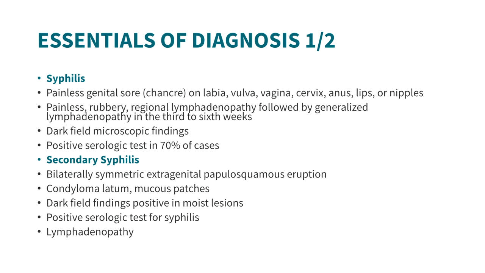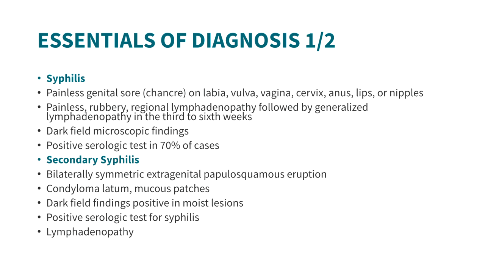Based on the essential diagnosis, the genital chancre is going to be painless. It does not hurt. It's located in the labia, vulva, vagina. It could be located in the cervix, in the anus, maybe in lips and nipples. It does not hurt, but we can have lymph nodes. It could be generalized, or it could be regional lymph nodes. And we need to make the diagnosis, of course. 70% of those diagnoses are done by serological test.